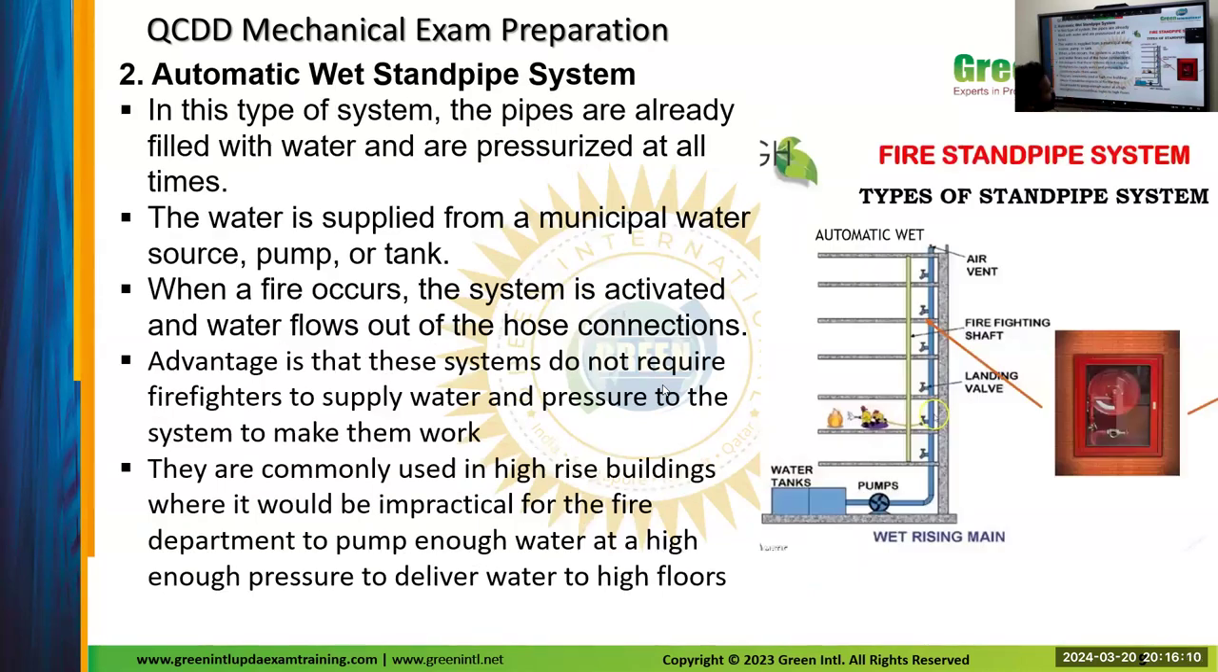So automatic wet standpipe system, this is normally what we are using here. There will be pressurized water, and whenever required, we will connect the hose and take the water supply. So in this system, the pipes are already filled with water. Water is supplied from a municipal water source. So when a fire occurs, the system is activated. The advantage is that these systems do not require firefighters to supply water and pressure to the system to make them work, because this will take the water from the water tanks. So they are commonly used in high-rise buildings where it would be impractical for the fire department to pump enough water at a high enough pressure to deliver water at high flows.